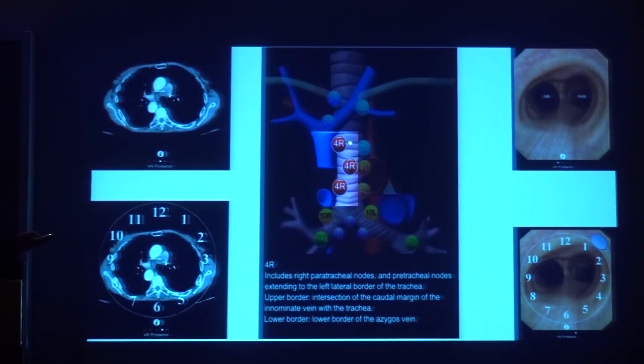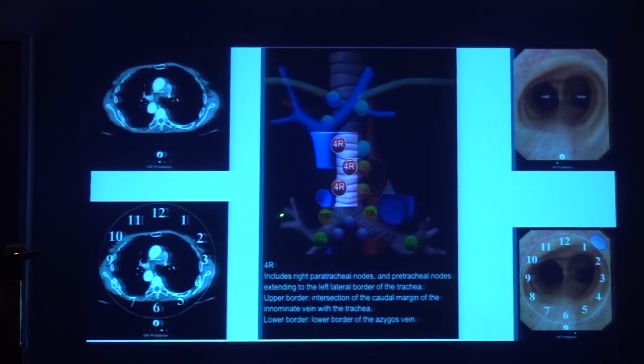The next one is the 4R, and what's very important here is to know the anatomy between 4R and 10R. The azygos vein is in between on the right side. So when you're going, if you see the azygos vein, anything above is going to be the 4R, anything below will be the 10R.